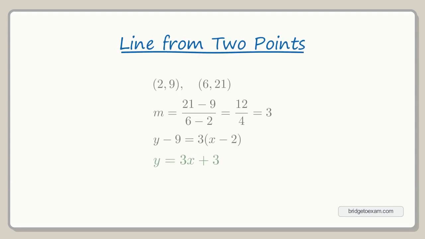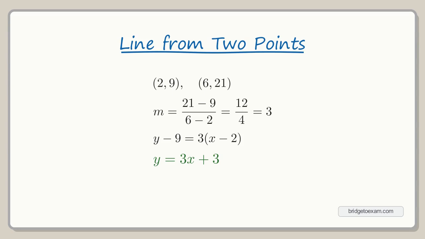For a line through (2, 9) and (6, 21), compute the slope first. The change in y is 12, and the change in x is 4, so the slope is 3. Point slope form gives y minus 9 equals 3 times the quantity x minus 2, or y equals 3x plus 3.